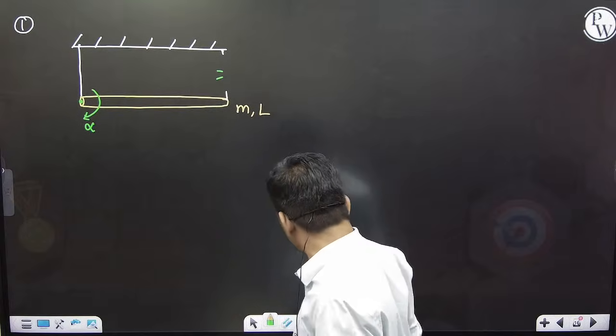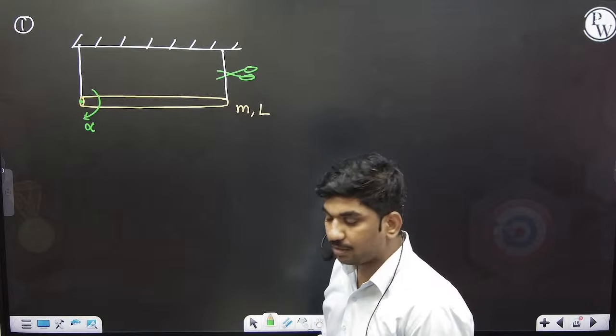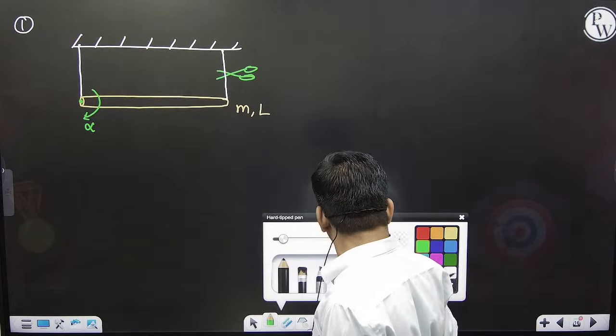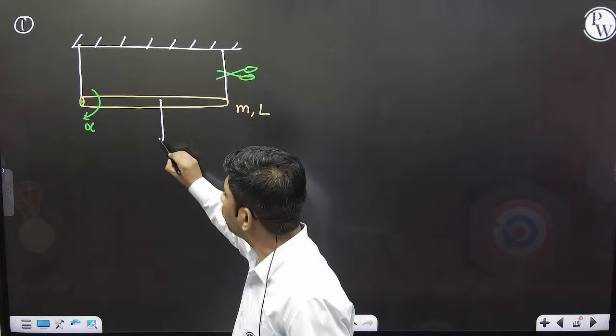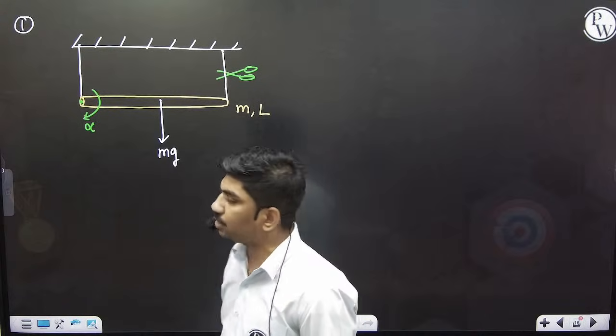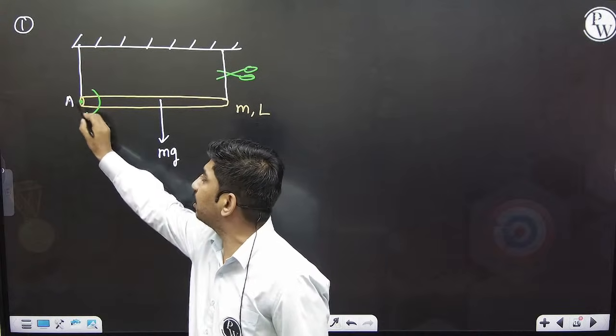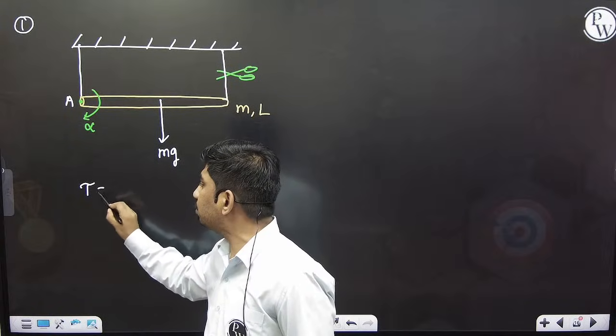Let us now even remove this, or let it be. We will just imagine that it is cut. Now because of its own weight, we are going to get an mg force. It is going to give us a torque about this point, let us say A. So what is the torque equal to?